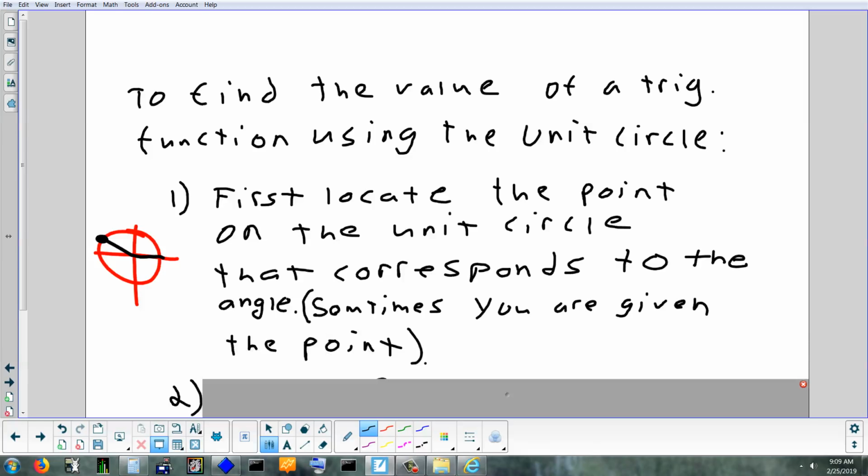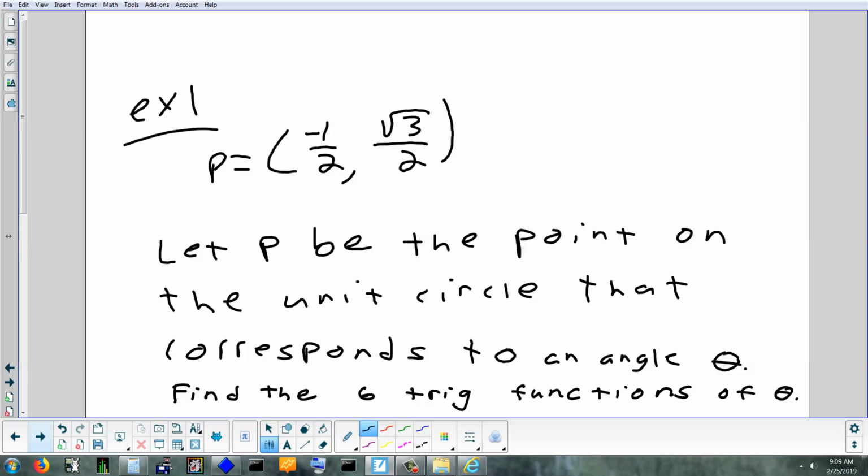Now, sometimes you're given the point. If you're given the point, then step 1's already done for you. I'm just going to skip to the next page, but I'll come right back, and I just want to show you what it looks like when step 1 is already done for you. Example 1. It says let P be a point on the unit circle. They're giving you the coordinate. Here's an x value, here's a y value. So you don't have to find them yourself.